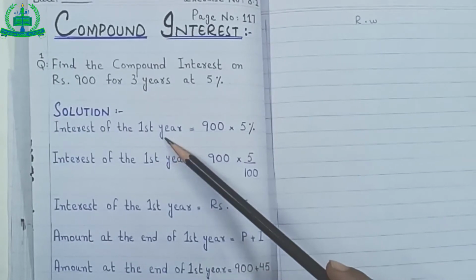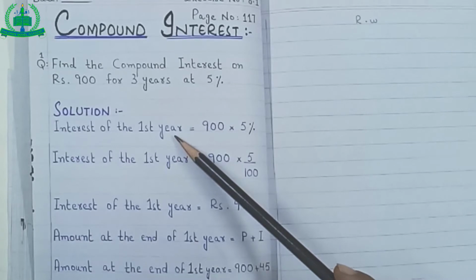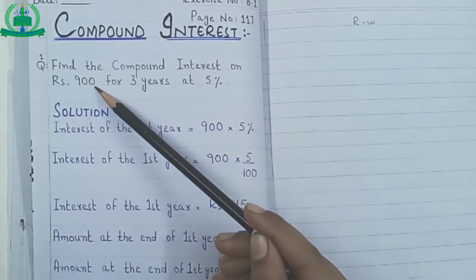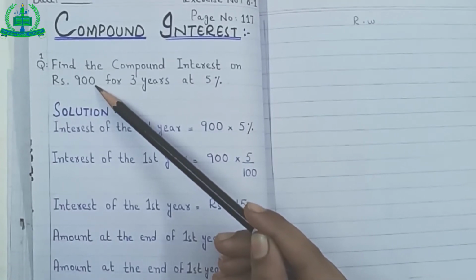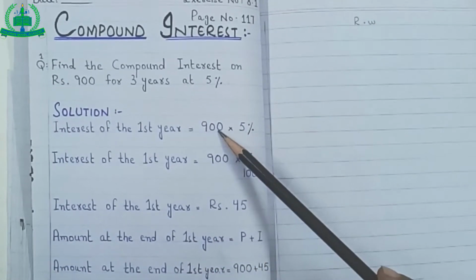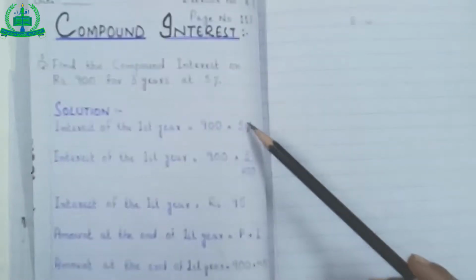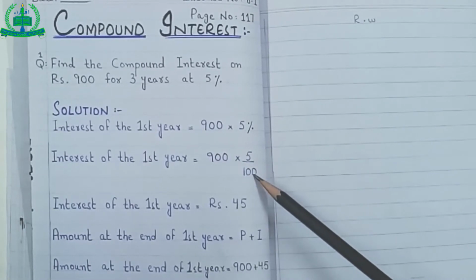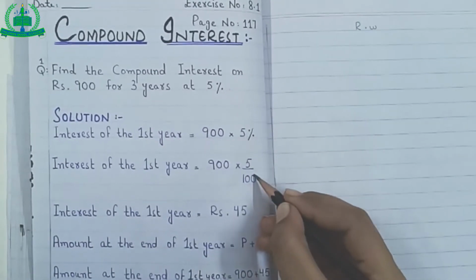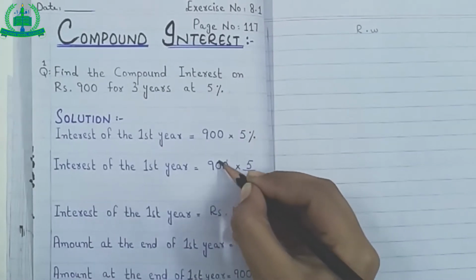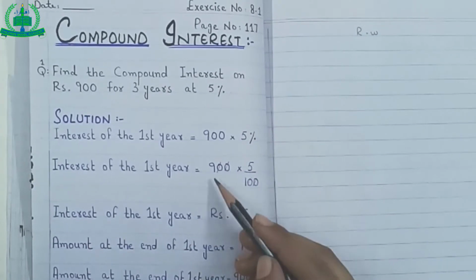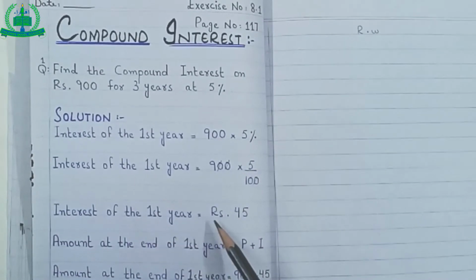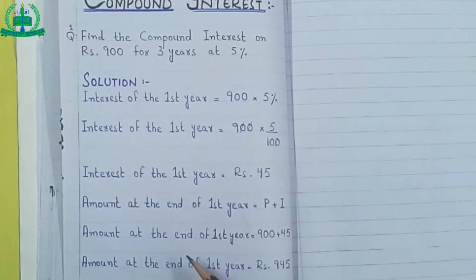First we find interest of the first year. To find interest, we multiply principal by rate percent. This is the principal of first year which is given in the question. Principal of first year is rupees 900, so we write 900. Rate percent is 5, so we write 5%. We change percent into 100, so we write 5 upon 100. 0 cancel with 0, 0 cancel with 0. 9 multiplied by 5 makes 45. So the interest of the first year is rupees 45.